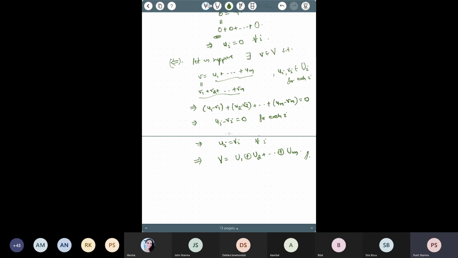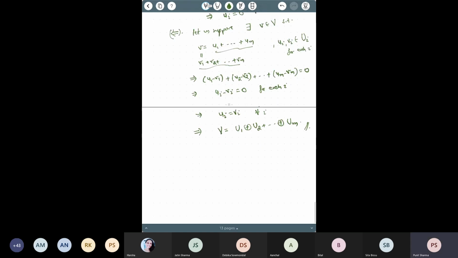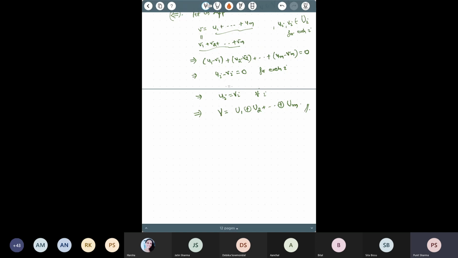So when we have only two subspaces, then this result will work. This result is true. But if we have more than two subspaces, this is not true, as we have already seen in an example. Okay, so I will write this as a result, but then you can prove it yourself. I'll leave this result as an exercise.